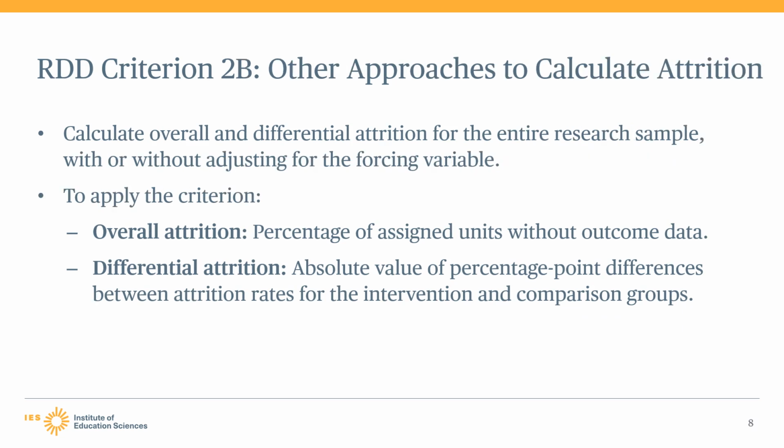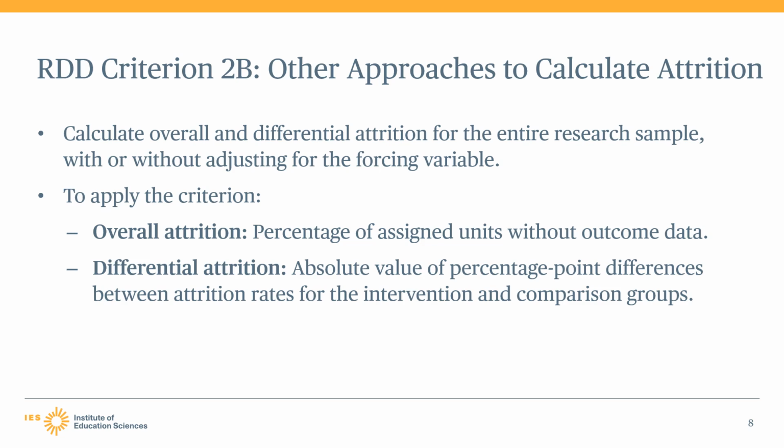Recall that completely satisfying the RDD Standard 2 requires that the study satisfy RDD Criterion 2A by establishing low attrition using one of the two approaches just described, both of which have the potential to adjust most accurately for the forcing variable. However, if a study does not use one of those two previous approaches, an RDD study still can satisfy RDD Criterion 2B by using another approach that may not provide as accurate an adjustment for the forcing variable.